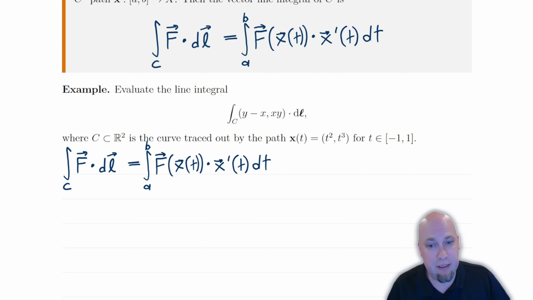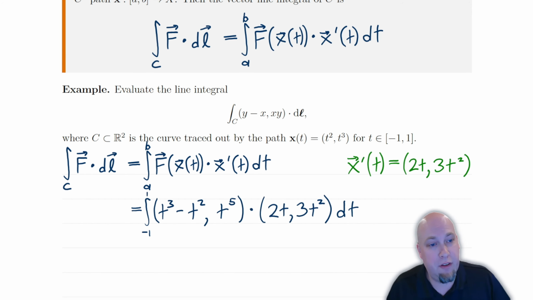I need the velocity vector, so let's compute that. Take the derivative of each entry. t squared becomes 2t. t cubed becomes 3t squared. So I'm going to replace this x prime of t by that velocity vector. And then over here, F of x of t. The first entry of this vector is y minus x. y is t cubed, x is t squared. I'm getting these y's and x's from my path. So I'm going to get t cubed minus t squared in that first entry of my vector field. And then my second entry is x times y, in other words, t squared times t cubed. That's t to the power 5.